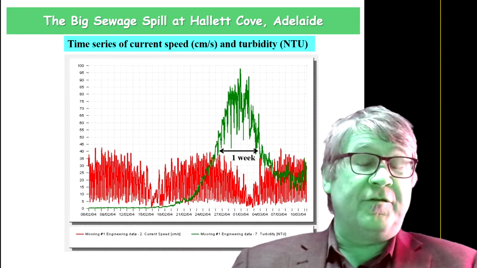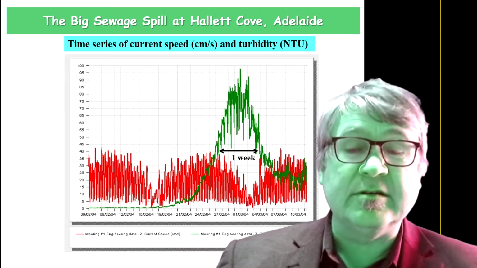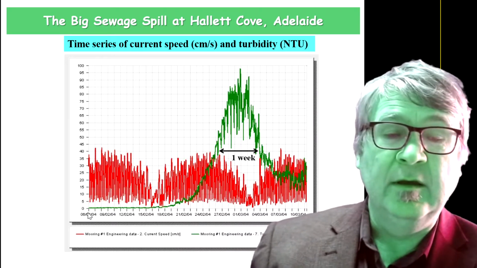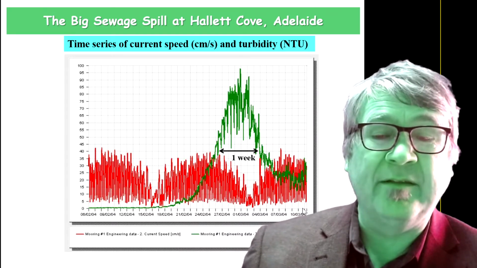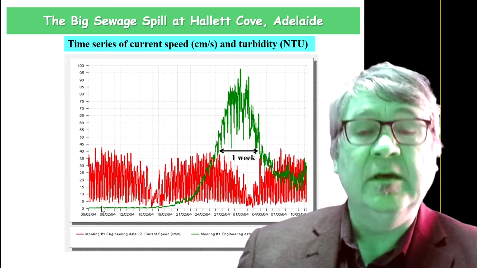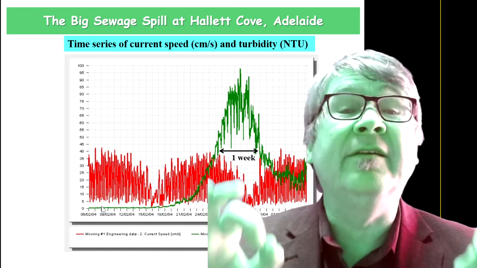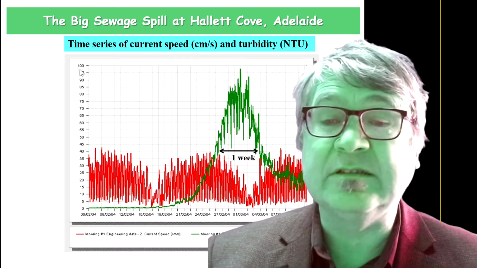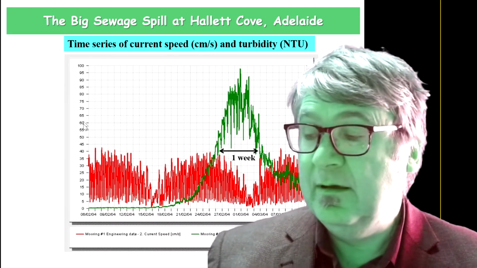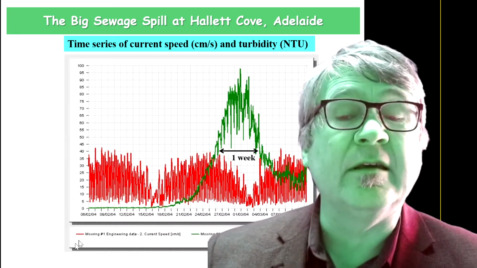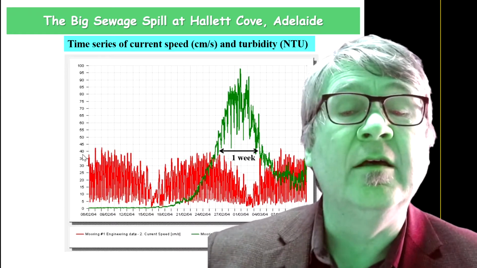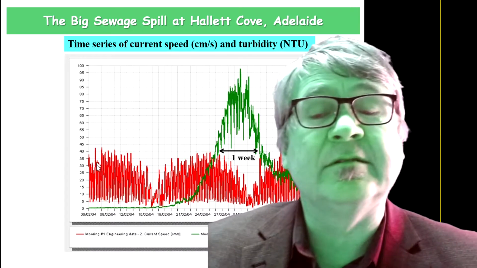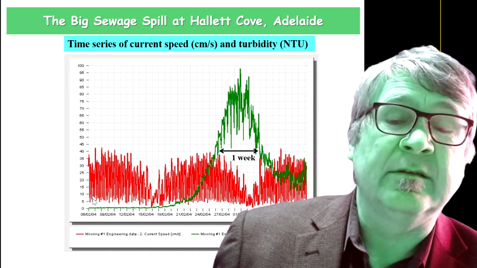Now there are two curves shown here. It's a time series. It starts on the 6th of February 2004 and goes for a month, a little bit longer than a month. The red curve is the current speed, in units of centimeters per second. On the left side, you can see that the maximum current speeds are 40 centimeters per second. It always goes up to 40 centimeters per second, then to 0, then 40, and goes up and down.